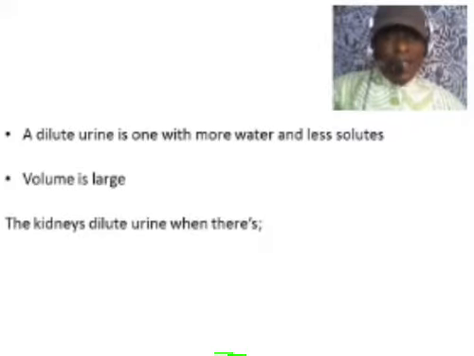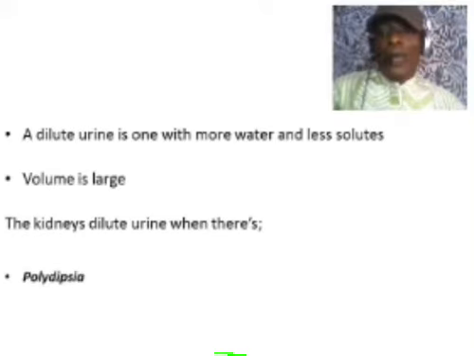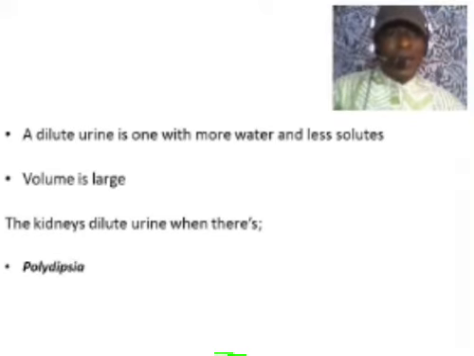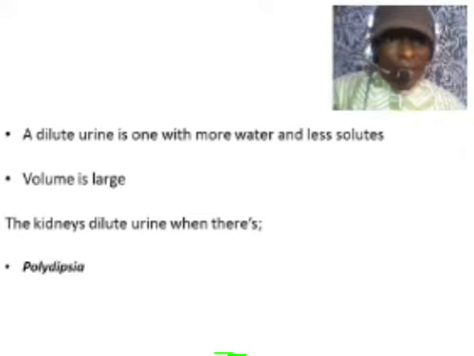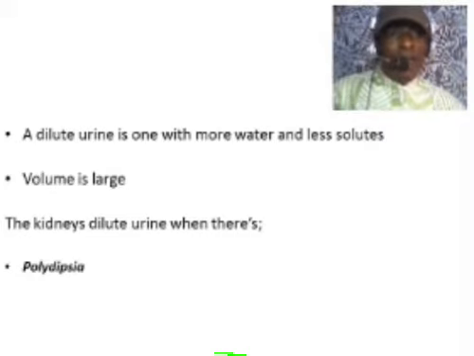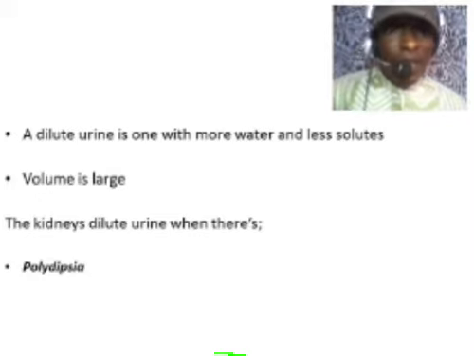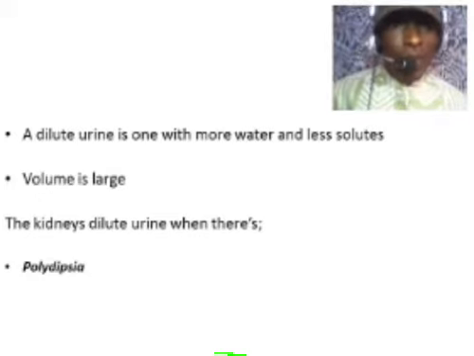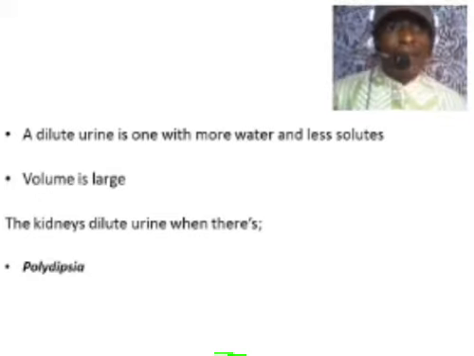The human kidneys dilute urine when there is polydipsia. That is, maybe you are taking in enough fluid. Sometimes, if you are observant, you find out that after taking like 1 liter of water, or let's say 1 bottle of Eva water, you keep visiting the convenience frequently. That is because of polydipsia. When you increase fluid intake, the urine passed out will be large and dilute.